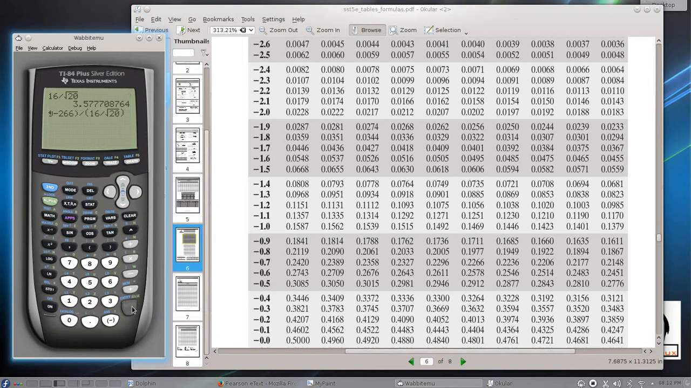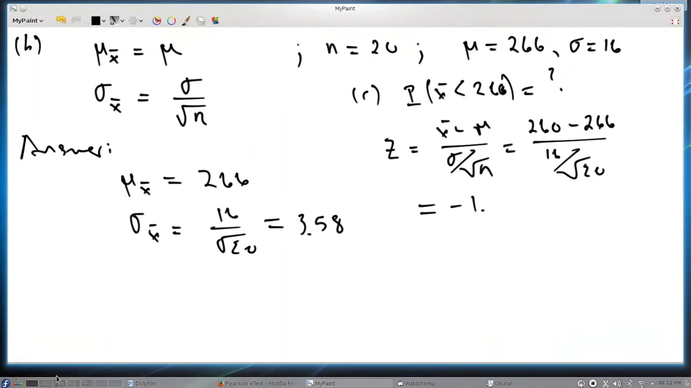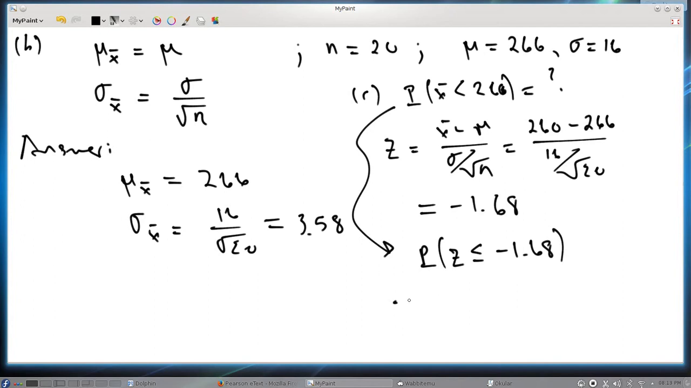And so you can see here we have a negative number, and we are going to report to 2 decimal places. So what that means is we're going to round this up. So here I will have a negative 1.68. Okay, so negative 1.68 is the answer. So now this expression is translated to the probability that z is less than or equal to negative 1.68. And this is basically a curve that looks like this.